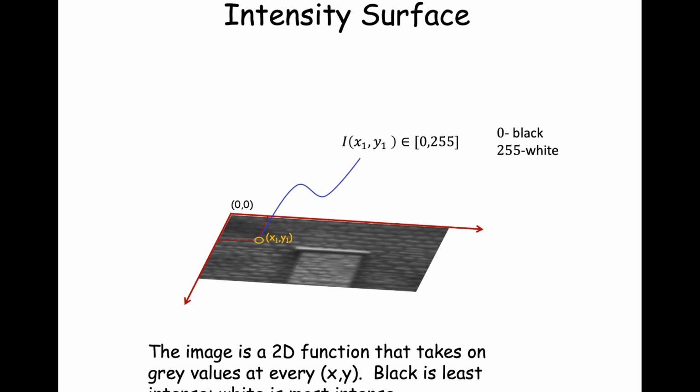In this case, it's grayscale. And so 0 would represent black, and 255 would represent white, maximum intensity. And so the image, we think of it as a two-dimensional function, and it takes on gray values, or associates gray values with every single tuple x, y describing a position in image coordinates. And so this intensity image function is often called an intensity function.